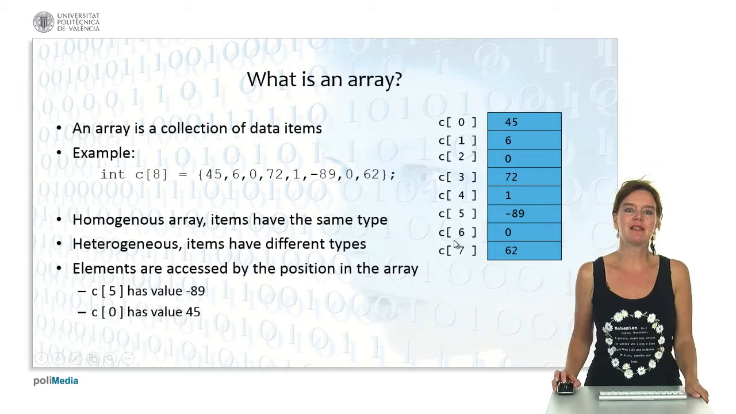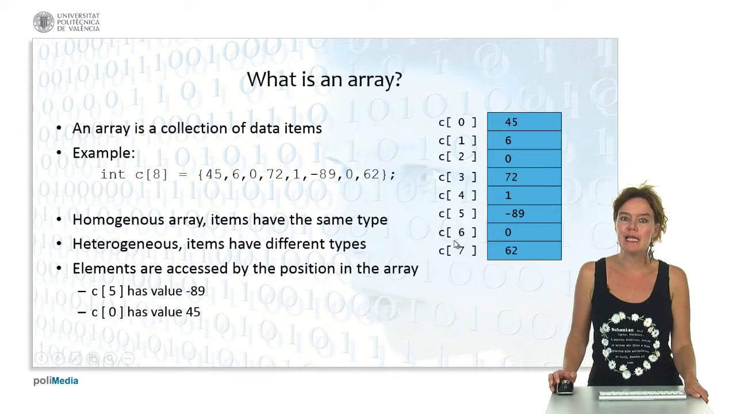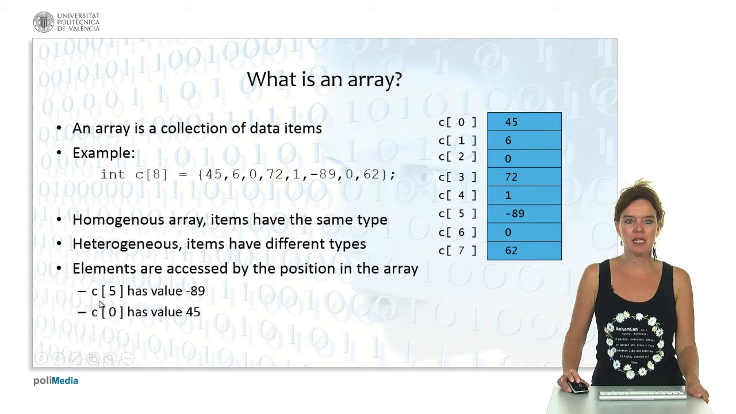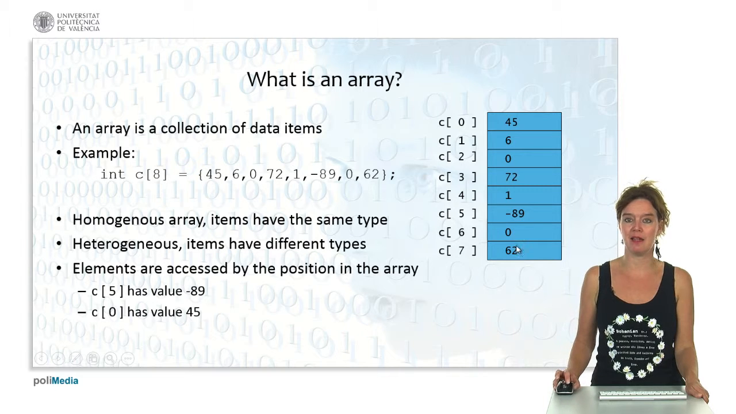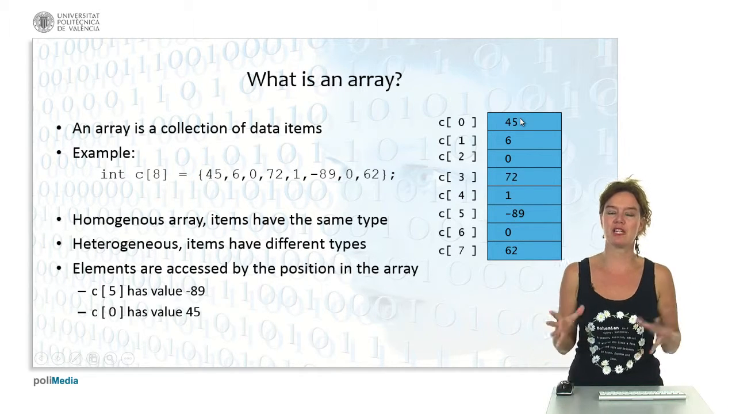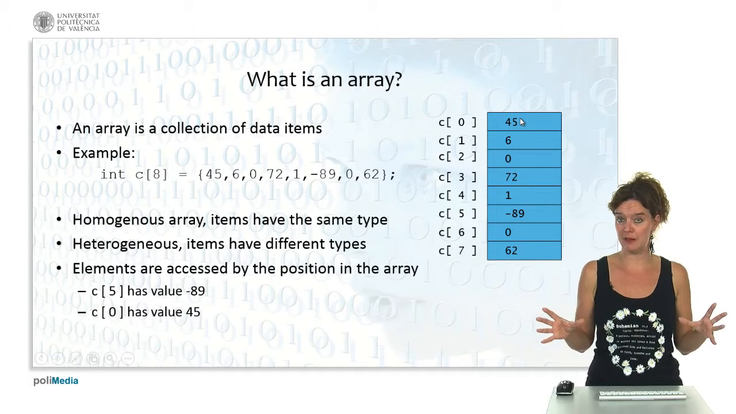Elements in these types of arrays are normally accessed by the position in the array, like you can see here. C5 has value minus 89. Here you see it. At index 5, there's this number. C0 has value 45. As you can see here, at position 0, there's 45. So this is an array, generally.